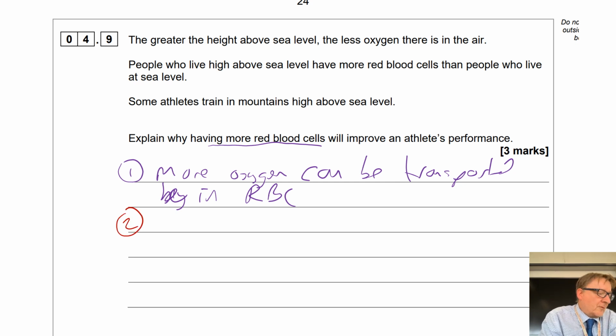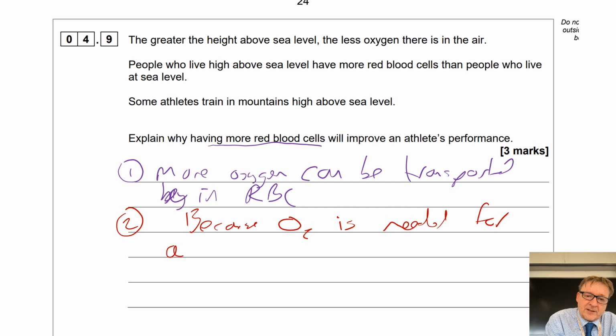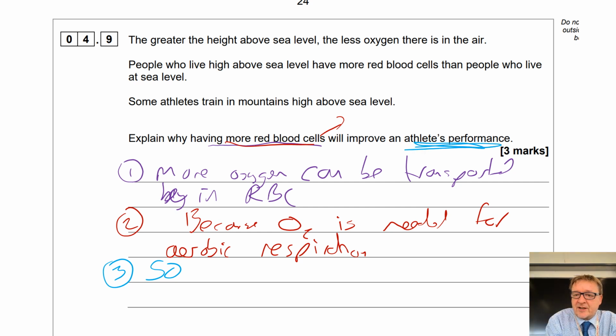2, because oxygen is needed for aerobic respiration. Okay, so I've talked about we need oxygen. Why do we need the oxygen? It's for aerobic respiration. And then number 3, so now I've got to answer the question here. It's about athletes' performance. So more energy can be released.